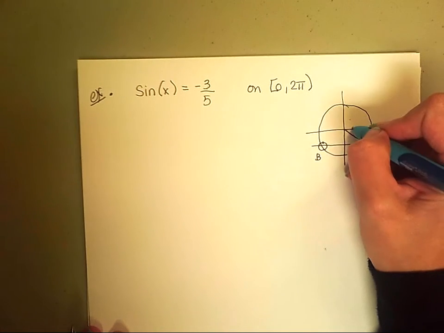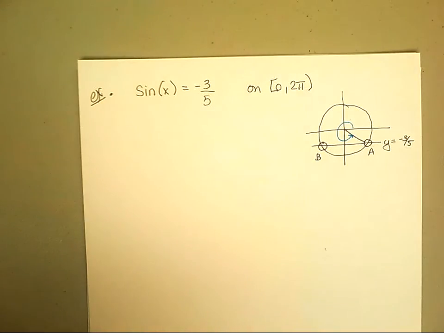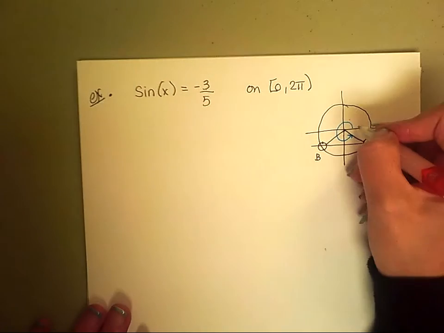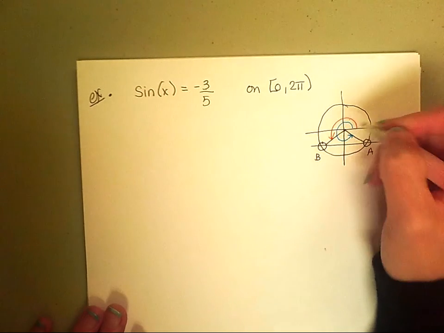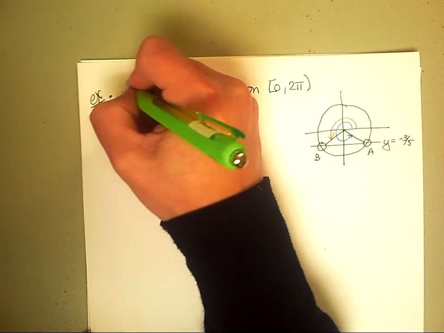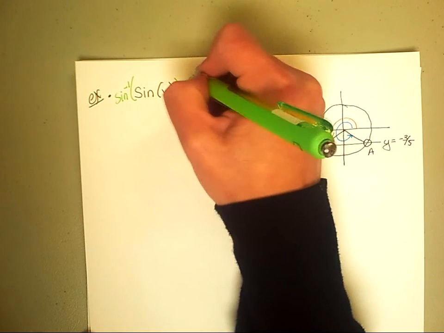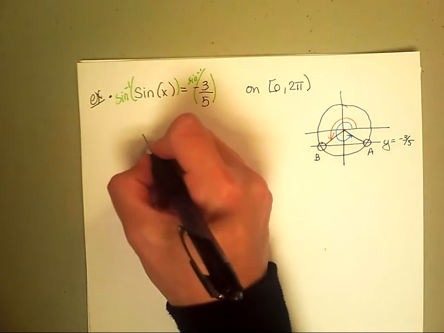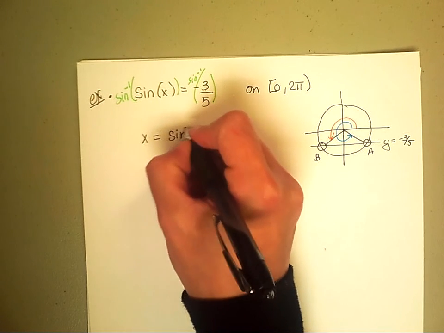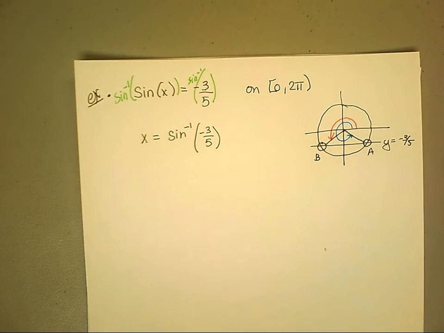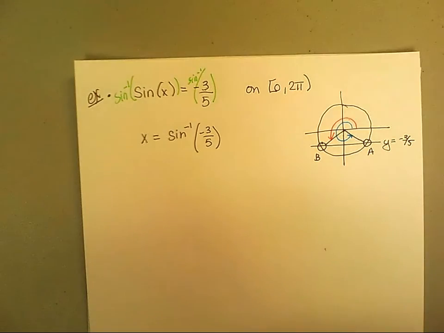Now remember, we're looking for the angle because we're solving on 0 to 2 pi. Angle A is this angle all the way around, and angle B, because we're solving on 0 to 2 pi, is from here to here. So if we take the inverse sine of both sides, what we'll get then is just that x is equal to the inverse sine of negative 3/5. And then we ask ourselves, is that angle A or is that angle B?